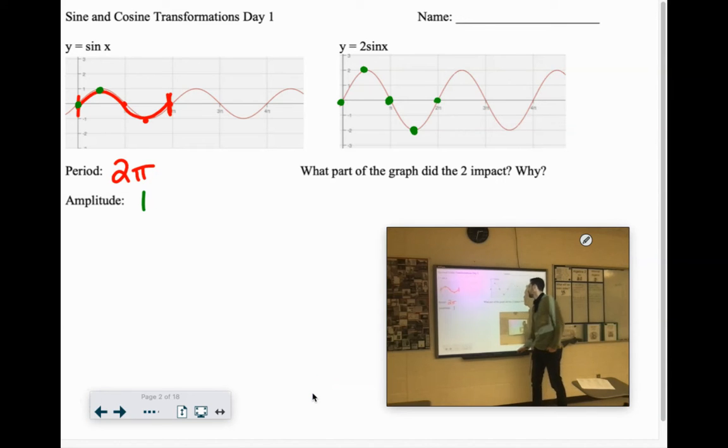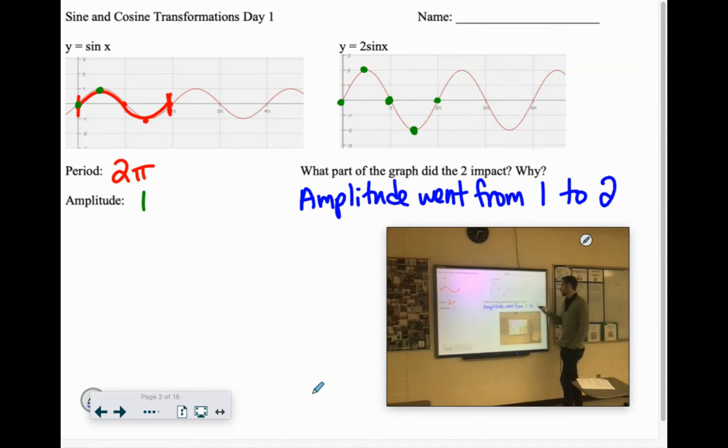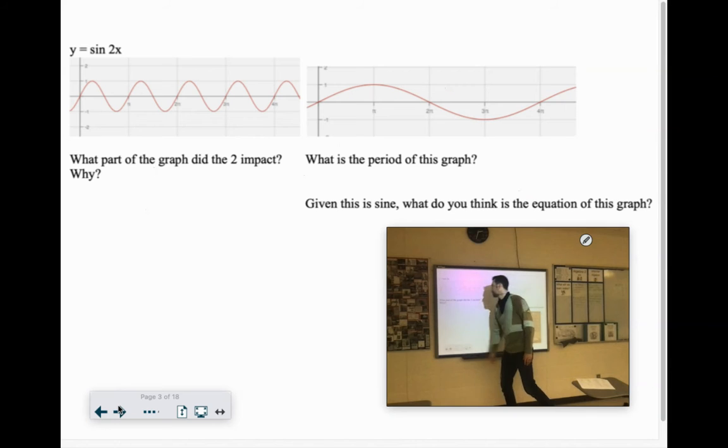So what part of the graph did the 2 impact? The amplitude. It went from 1 to 2. So it became twice as tall. All right, let's try another one.